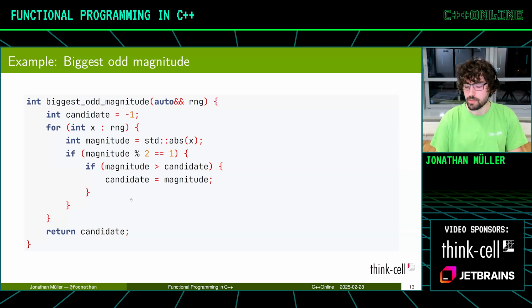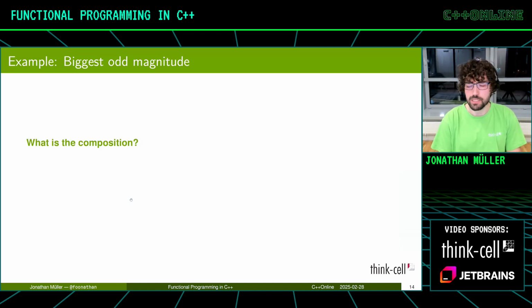Well, how can we do it in a more functional way? Well, functional programming is about composition. So the question you always need to ask yourself is, what is the composition?